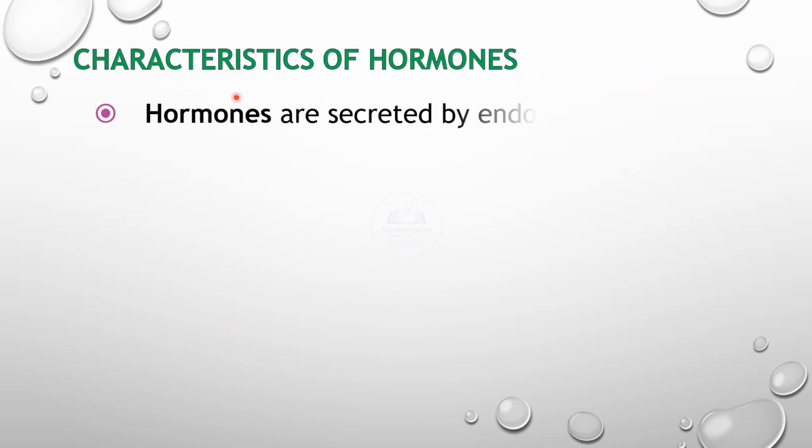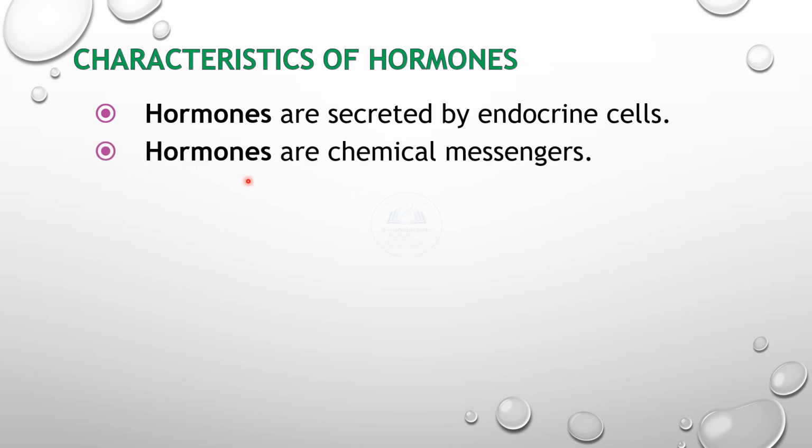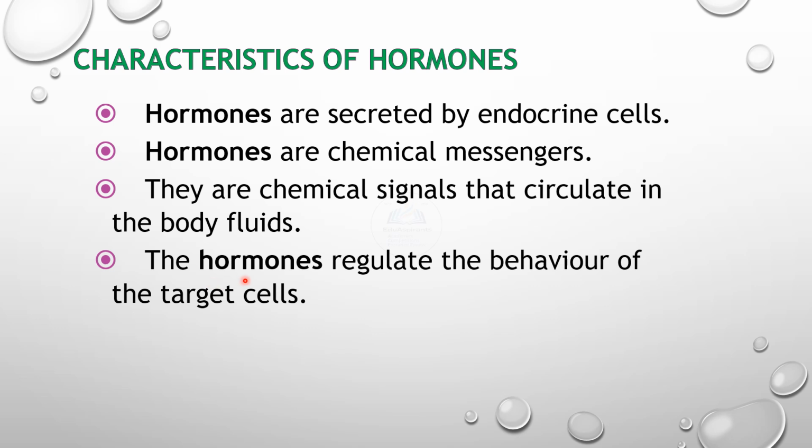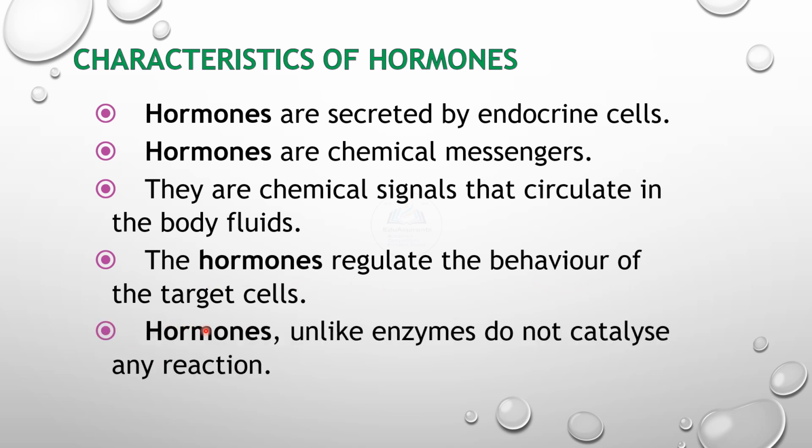Characteristics of hormones. Hormones are secreted by endocrine cells. Hormones are chemical messengers. They are chemical signals that circulate in the body fluids. The hormones regulate the behavior of the target cells. Hormones, unlike enzymes, do not catalyze any reaction.